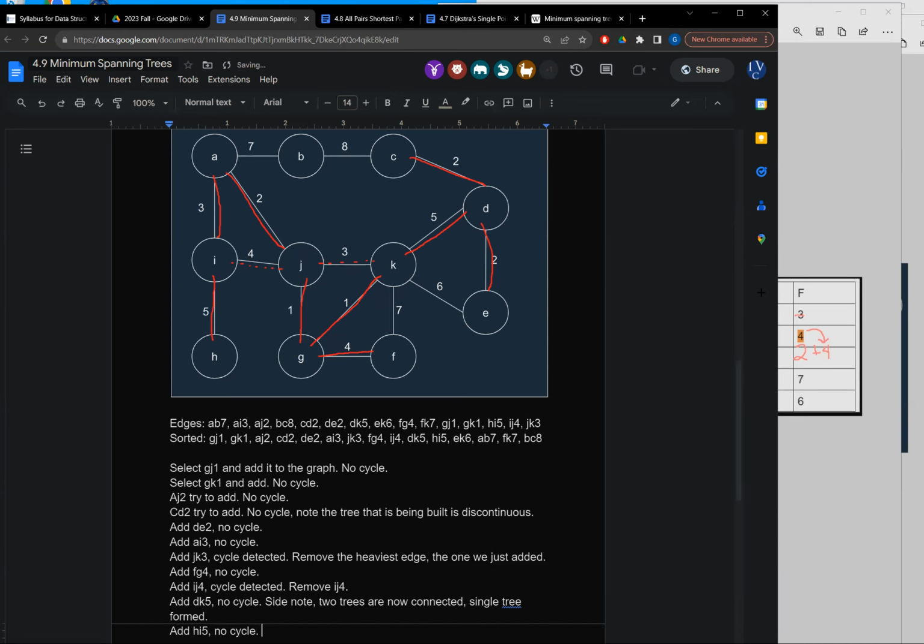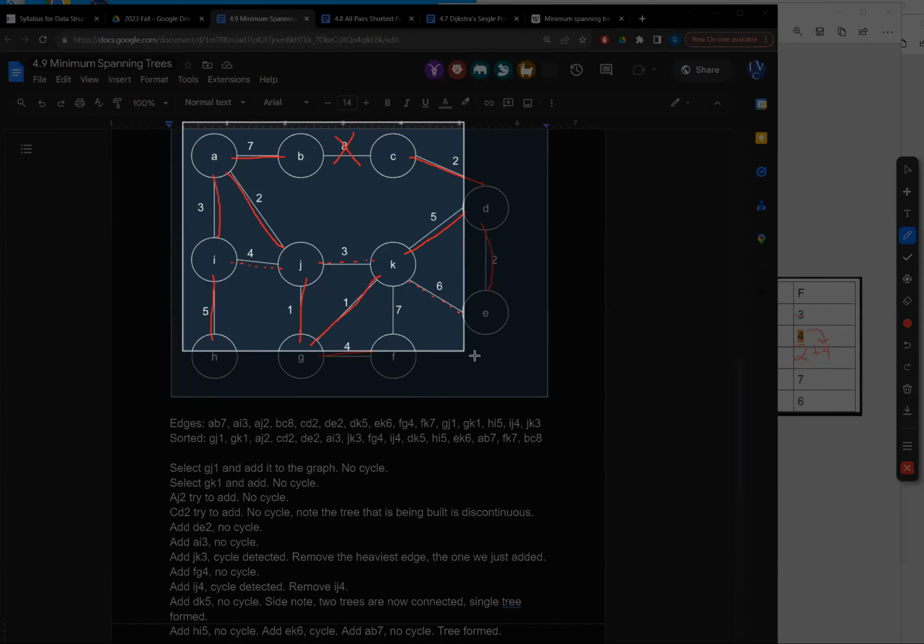All right, avoid some scrolling here. Next up after high 5, we'll add EK6, cycle. We will add AB7, no cycle, and we'll have the tree. Let's update my drawing. EK6 created a cycle, and AB7 added forms a tree. The BC edge was not considered.